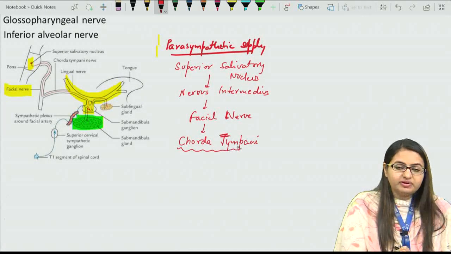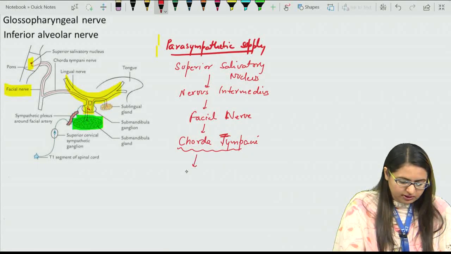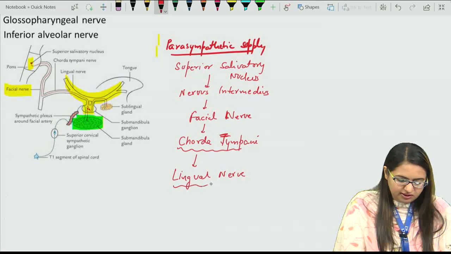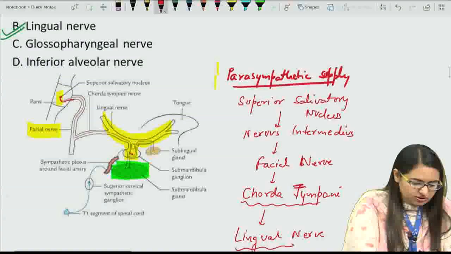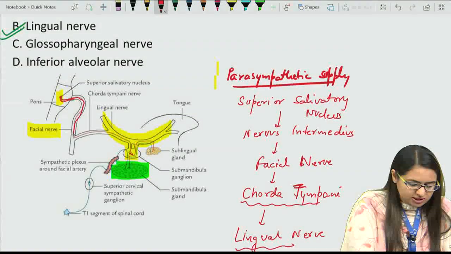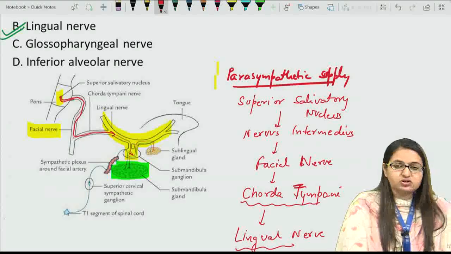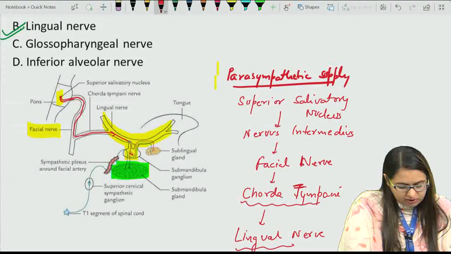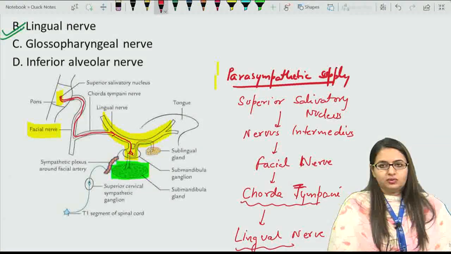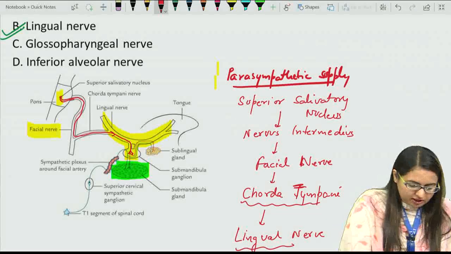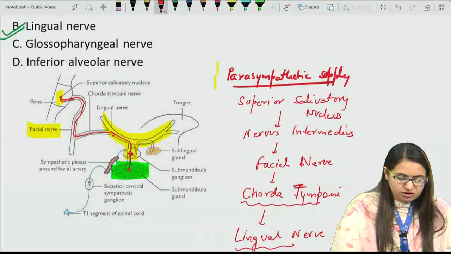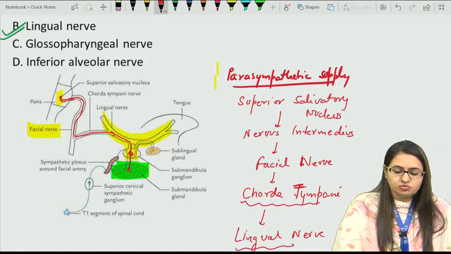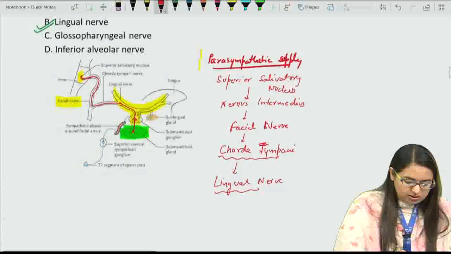Now this chorda tympani nerve has connections with the lingual nerve. So the fibers now travel in the lingual nerve, and via the lingual nerve we can see the fibers coming from this point. We see in this picture, it is coming like this, it travels through the chorda tympani, and now it has connections with the lingual nerve. Through the lingual nerve, it will reach the ganglion. Over here it will relay, and the fibers which arise from here will reach the submandibular gland, therefore supplying the secretomotor supply to this gland.